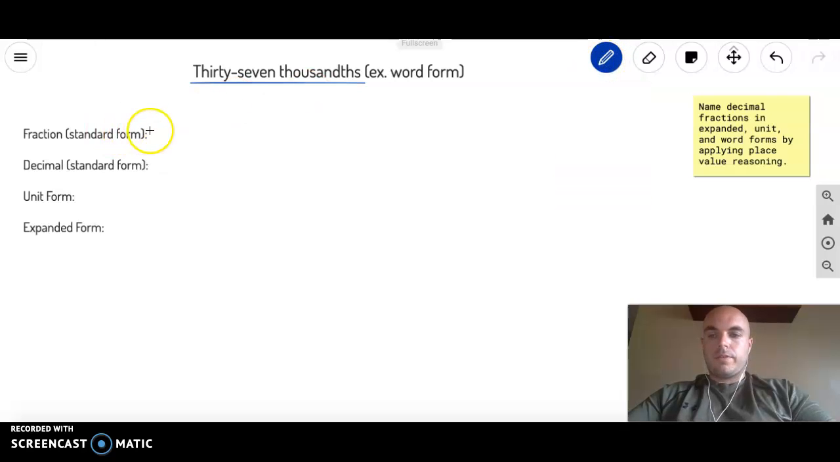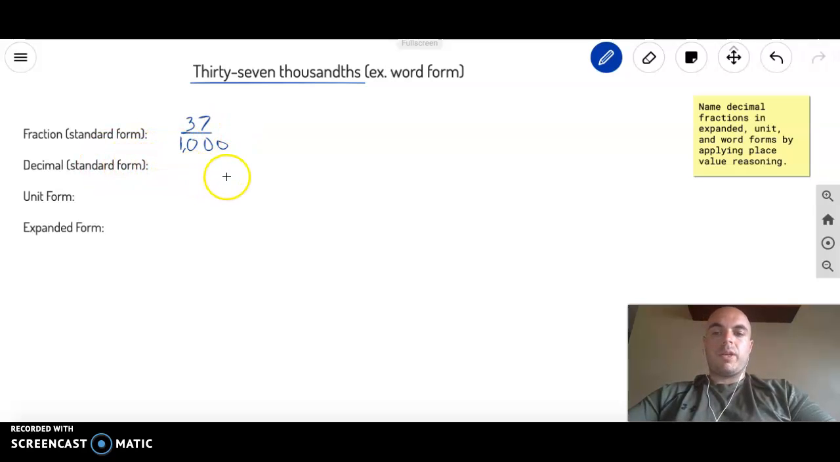Okay, so first I want to put it as a fraction, which is one of the first variations of standard, because when you're working with decimal fractions, you have two forms of standard. We have the fraction standard form as well as the decimal standard form. So as a fraction standard form, I have very simply 37 over 1,000. Not so complicated.